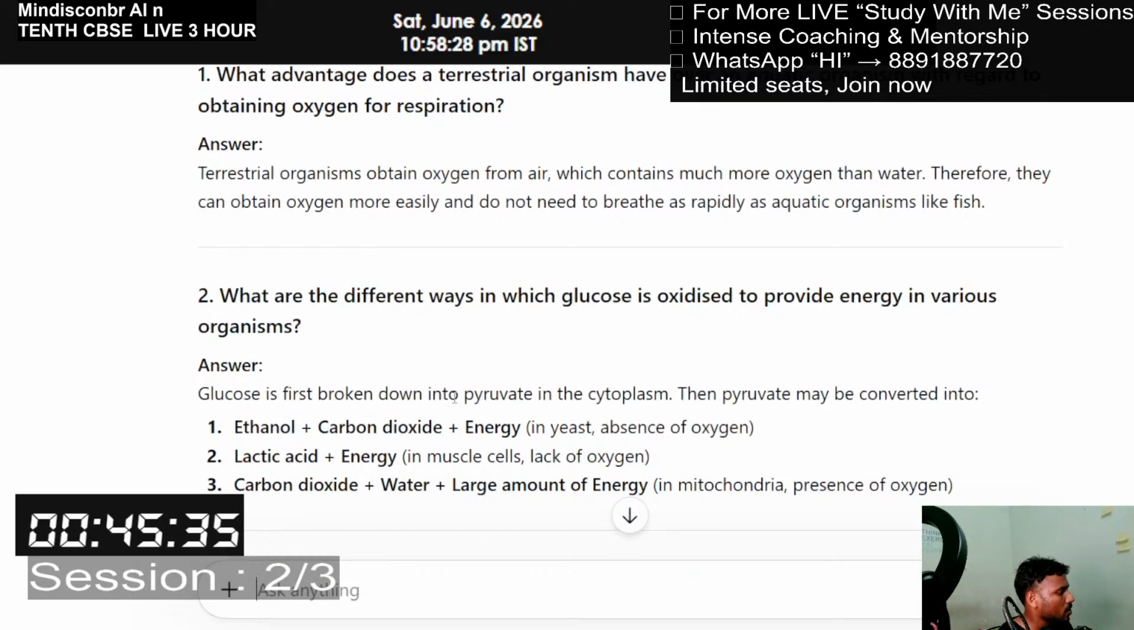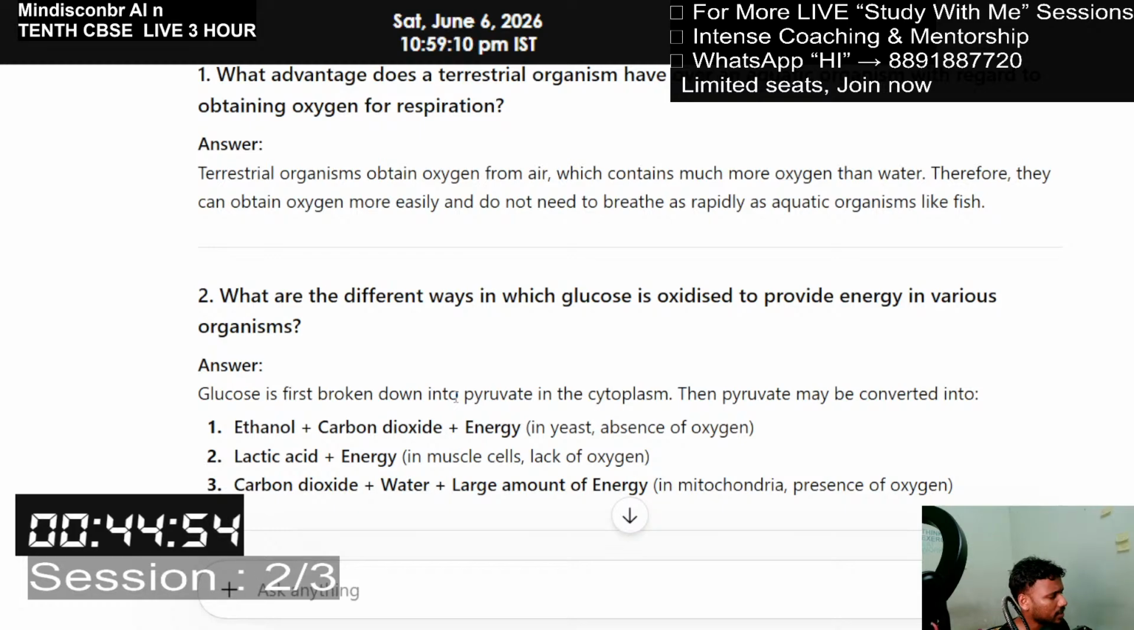What are the different ways in which glucose is oxidized to provide energy in various organisms? In the case of mitochondria, or cellular respiration, or full respiration, glucose is converted to carbon dioxide, water, and energy. In the case of yeast, or fermentation, glucose is converted into C2H5OH, or alcohol, plus carbon dioxide plus low energy. And in anaerobic respiration, or in the absence of air, that is the case of yeast or fermentation.